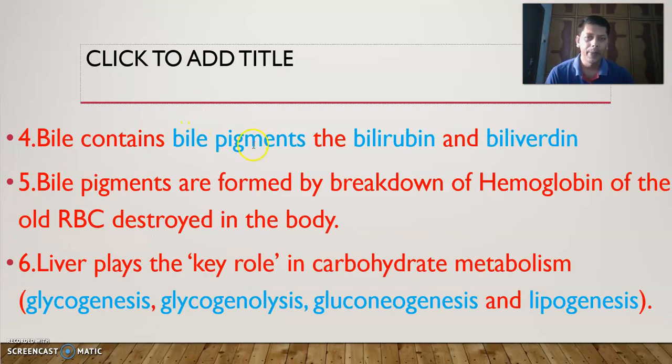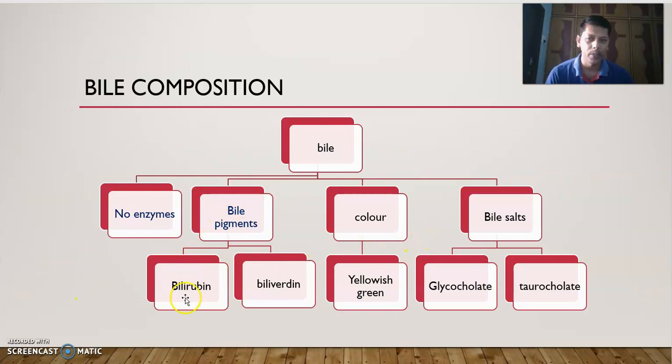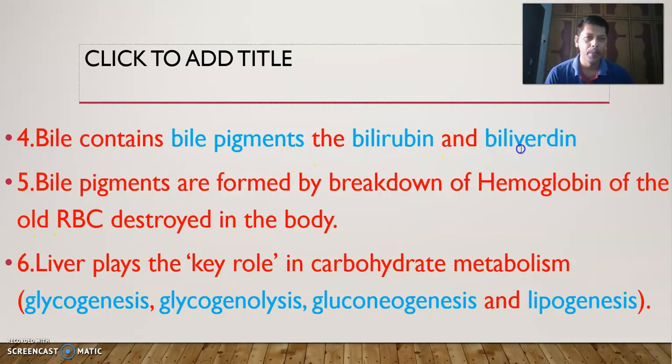Our next point: bile contains bile pigments. What are they? Bilirubin and biliverdin. How are they formed? There are different pigments in our body.